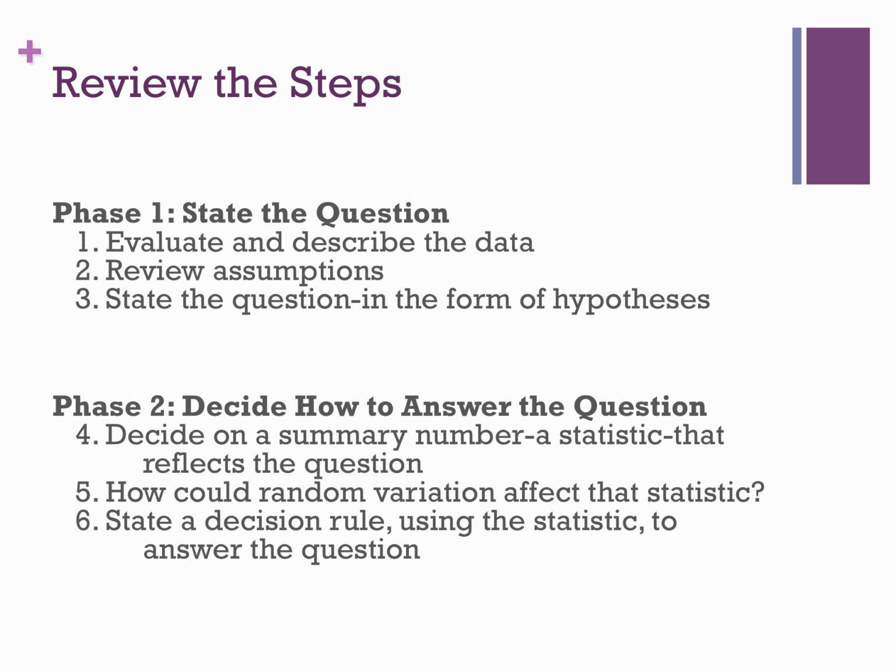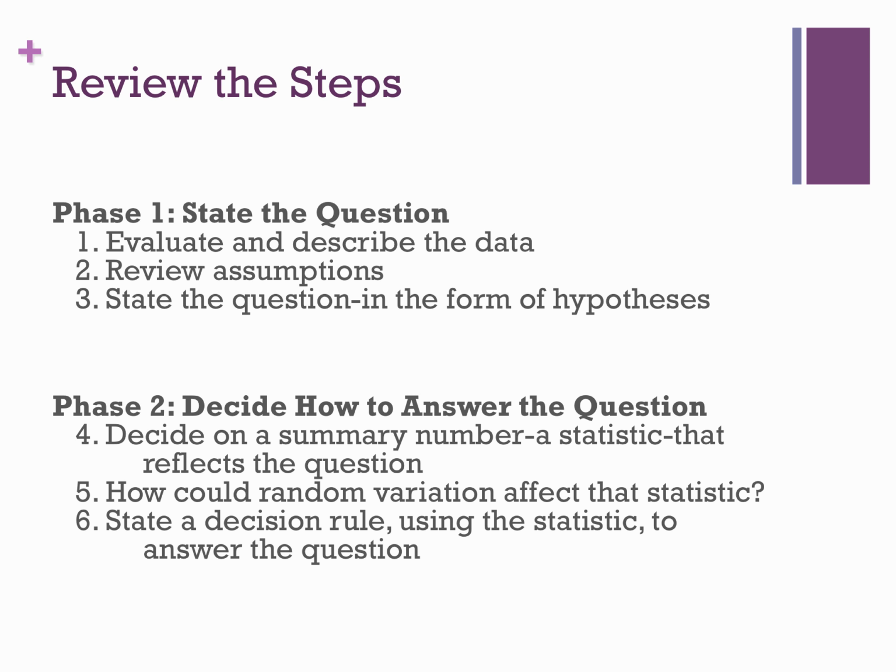To review the steps, there are 4 phases to answering a question with data. Phase 1 is stating the question, where you evaluate and describe the data, review the assumptions associated with your sample, and state the questions in the form of the hypotheses. For phase 2, we decide how to answer a question, and that's steps 4, 5, and 6. So choosing a summary number or a statistic that reflects the question.